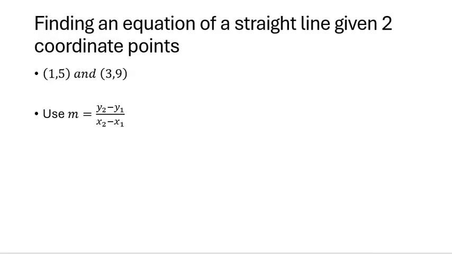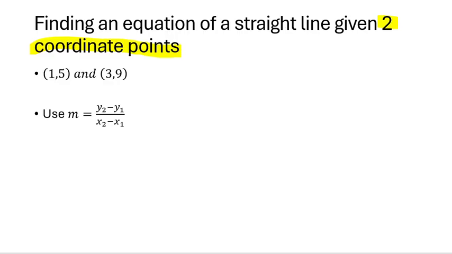Now, finally, you are going to find the equation of a straight line, but you are given two coordinate points. So no graph and no gradient is given. It's your job to find both the gradient and the y-intercept together, but all you're given is the points. Now, this method is very similar to the previous method I just taught you, method two, when you're given a gradient and a coordinate point.